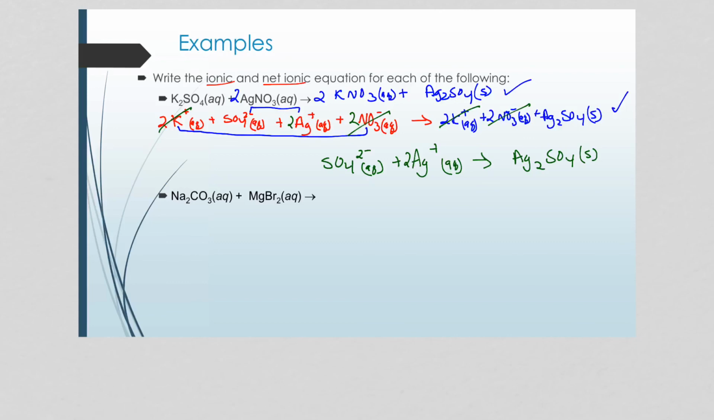So again, first step, we're going to break things down, identify the ions present. So I got 2 sodium ions plus carbonate ion. And from here I have magnesium ion plus 2 bromide ions.